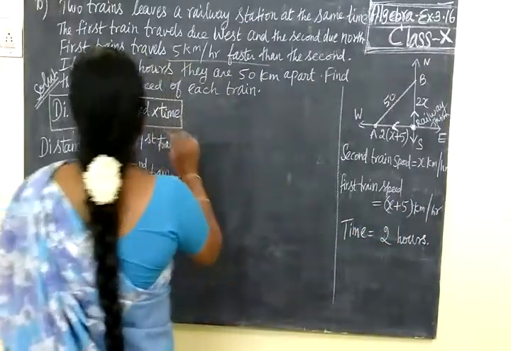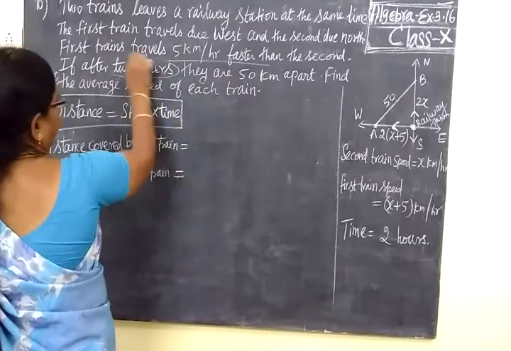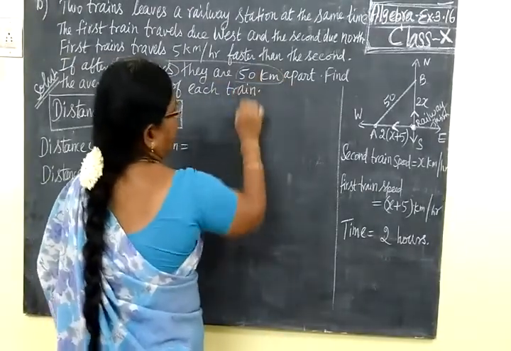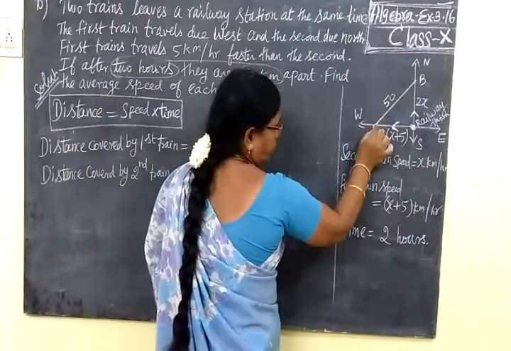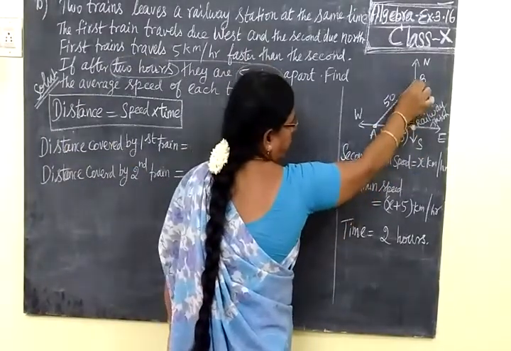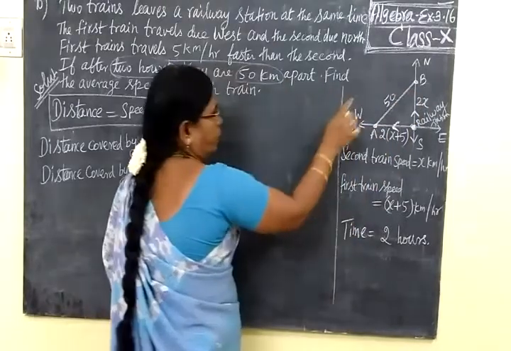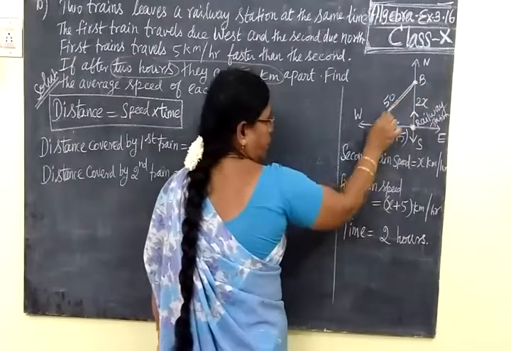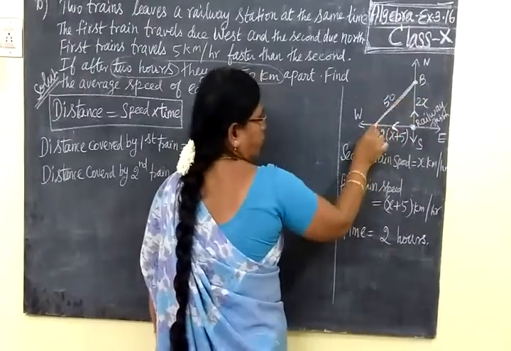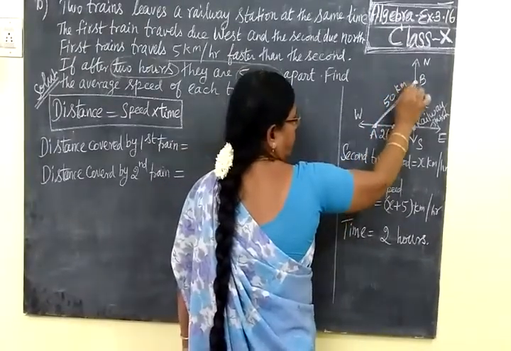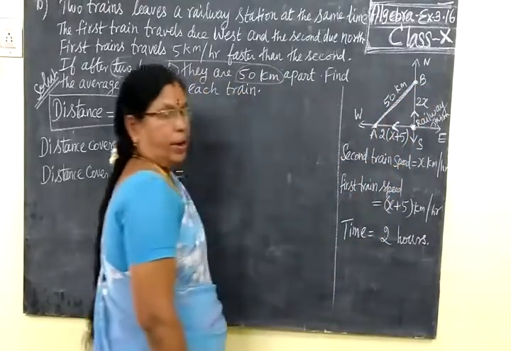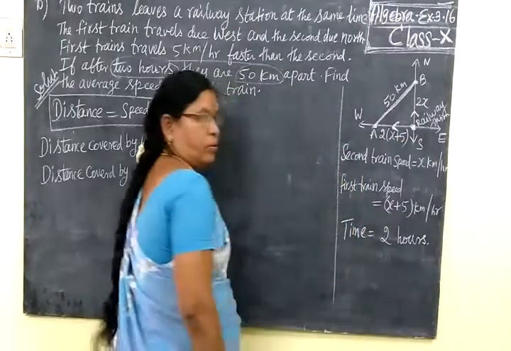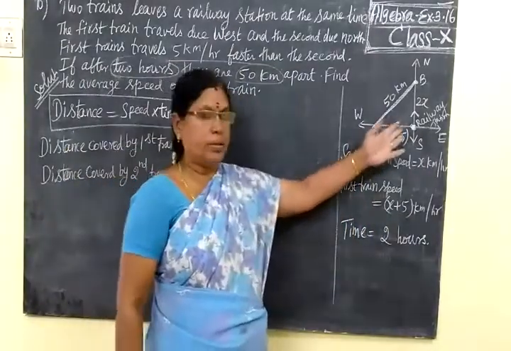After 2 hours, they are 50 kilometer apart. The distance between A and B is 50 km. Actually, we are getting a right angle triangle, so we are going to apply Pythagoras theorem.